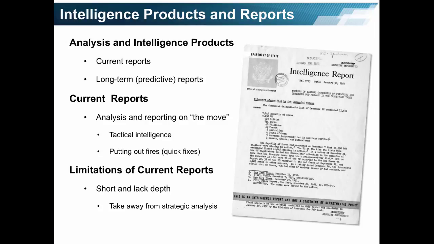As we said, analysis produces intelligence products and reports. The intelligence products and reports are divided between current reports and long-term reports. These are called predictive or forward intelligence reports. Current reports are analysis and reporting on the move. They are the center of tactical intelligence. They are aimed at putting out fires or quick fixes. Their limitation is that they are short and lack depth, and therefore take away from strategic analysis.